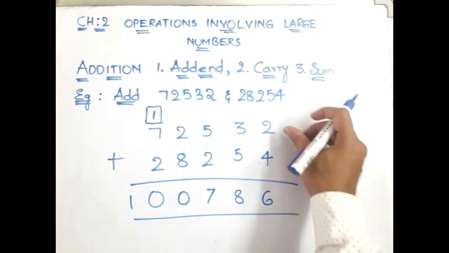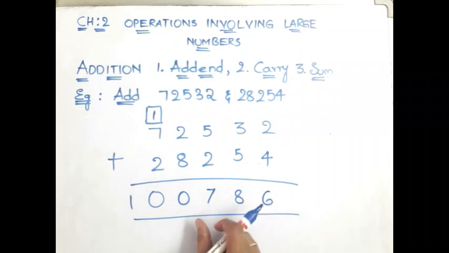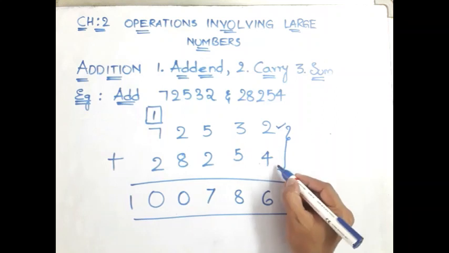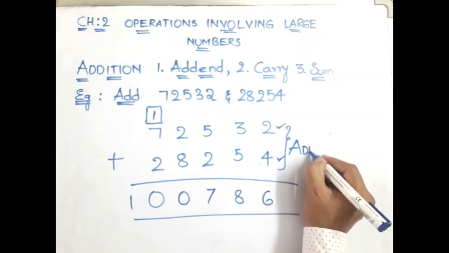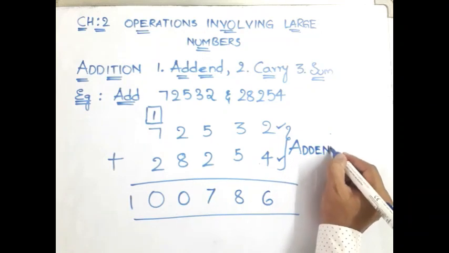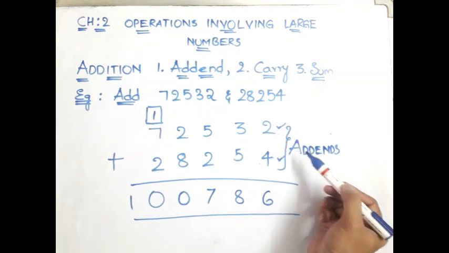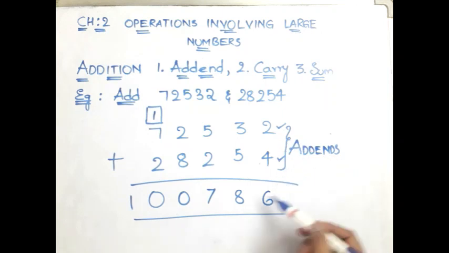Now look. So 2 plus 4 is 6. 3 plus 5 is 8. 5 plus 2 is 7. 2 plus 8 is 10. The terms which we are adding, that means this number and this number, we call them addends. Okay. That means the numbers or the numerals which are to be added are called addends. Okay. So after addition we got some result, isn't it? This one we call sum.